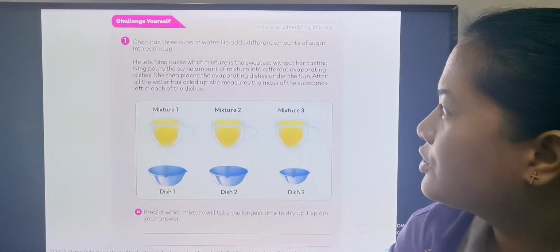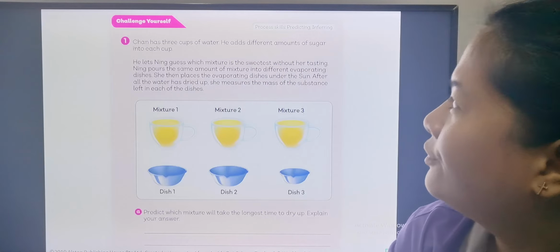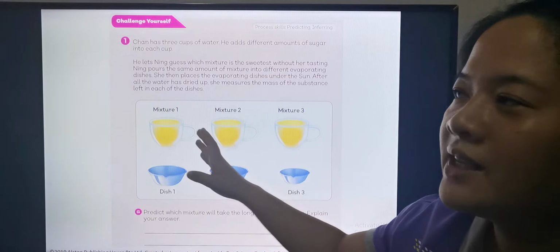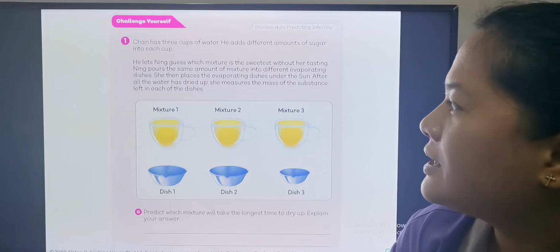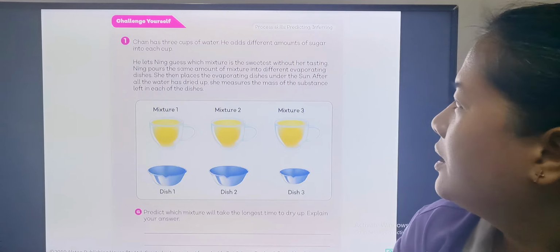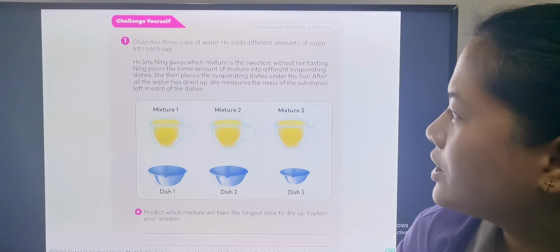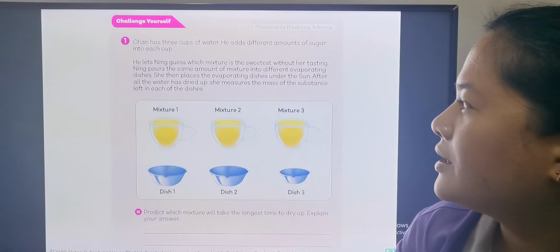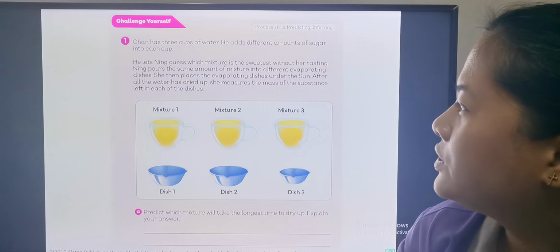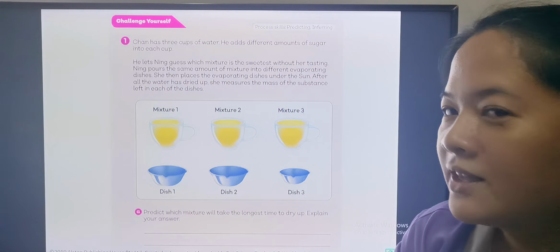It says Chan has 3 cups of water. 1, 2, 3 cups. He adds different amounts of sugar, not the same. Then he lets Ning guess which mixture is the sweetest without her tasting. Ning pours the same amount of mixture into the different evaporating dishes. She then places the evaporating dishes under the sun. After all the water has dried up, she measured the mass of the substance left in each of the dishes.